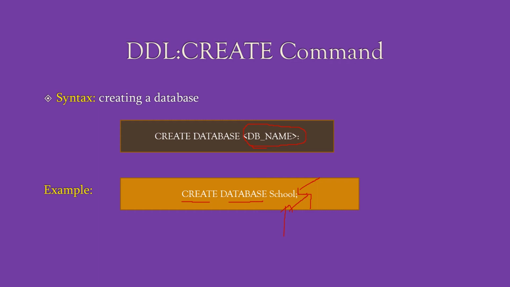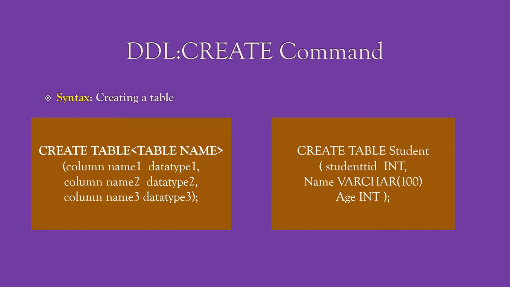Next, now we look at how to create a table. Earlier we understood how to create a database. To create a database, create database and the database name. That is the syntax. But in the case of a table, the syntax is like this. After creating a database, we have to store our data in the form of a table. In a relational data model, data is stored in the form of a table. So after creating a database, we are going to create a table to store our details.